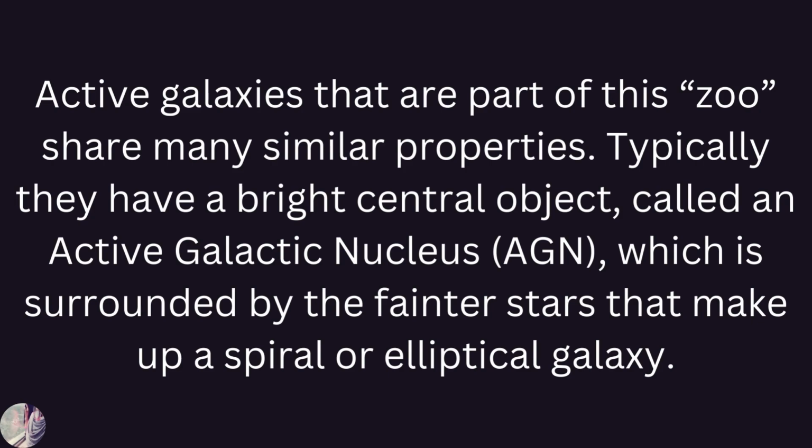Students, active galaxies that are part of this zoo share many similar properties. Typically, they have a bright central object called an active galactic nucleus (AGN), which is surrounded by the faint stars that make up a spiral or elliptical galaxy.